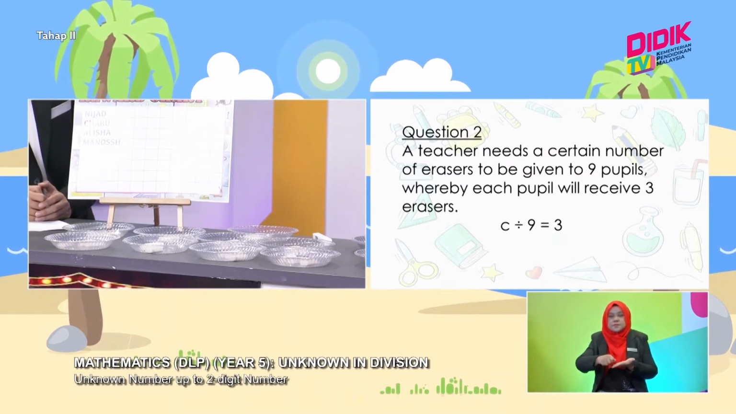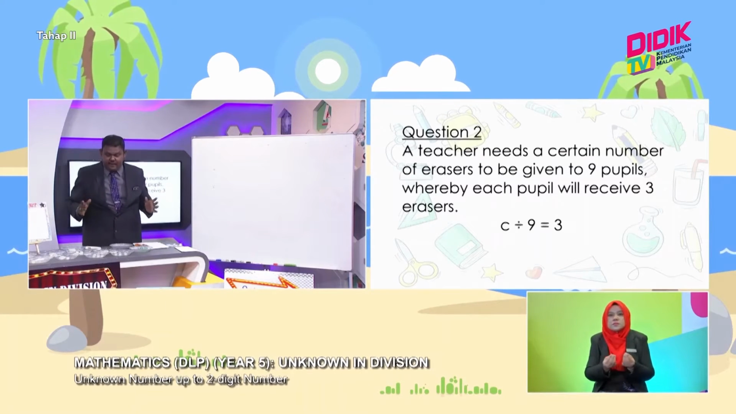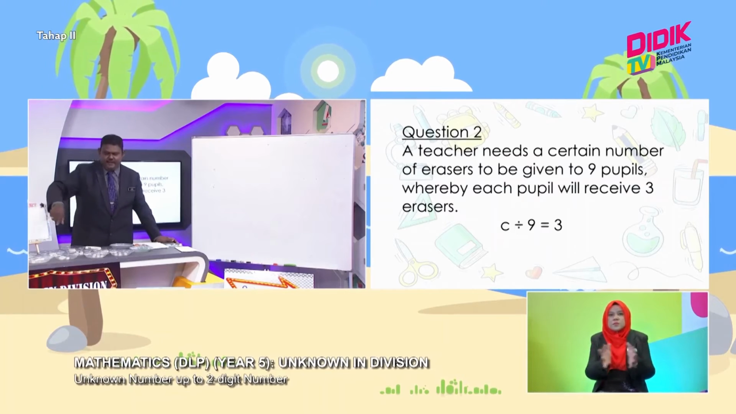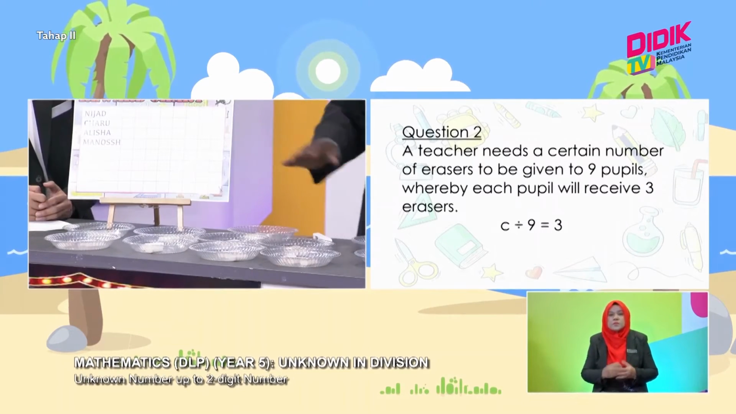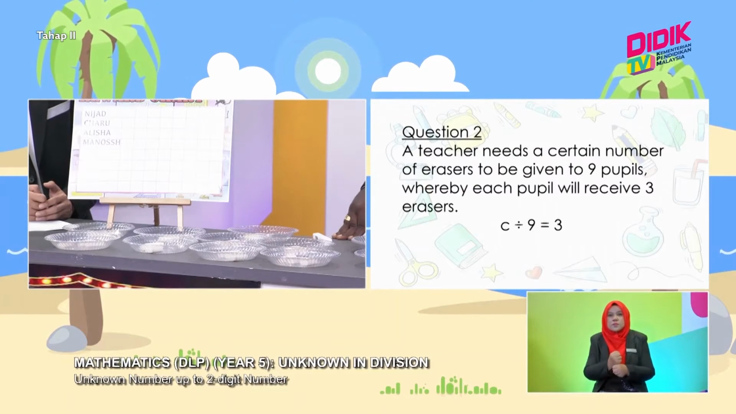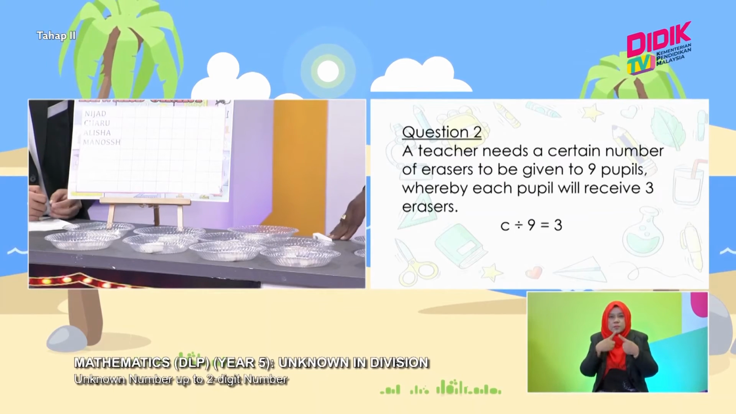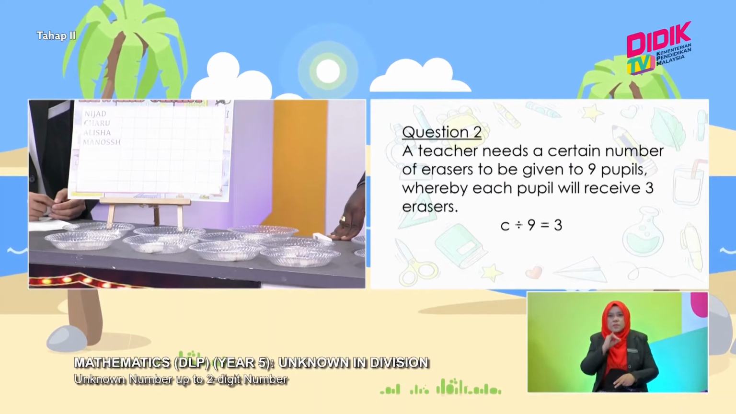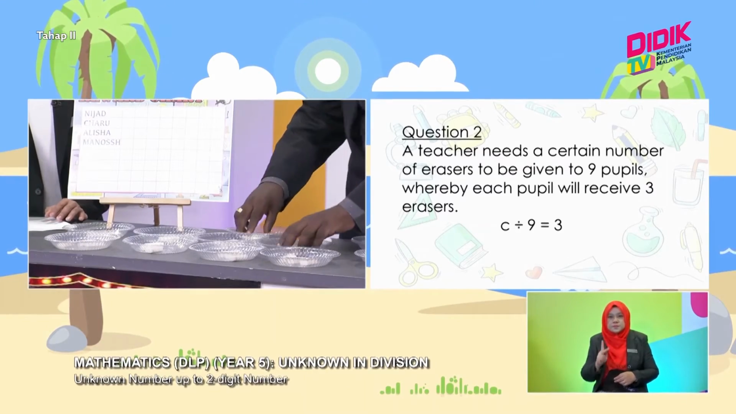So what the question is asking is, how many erasers are there? The certain number of erasers that we have. So we have to total up everything. 3, 3, 3, 3, 3, 3, 3, 3, 3. When you add up, you will get 27 erasers. So the answer for the unknown number C is 27. Okay, I understand. Let's go for the next question.